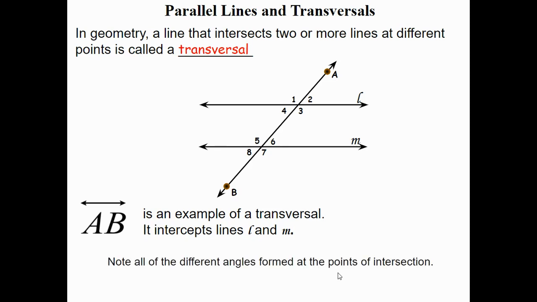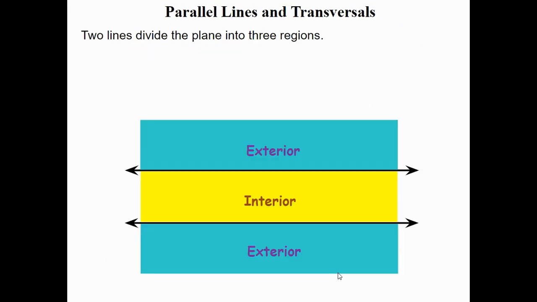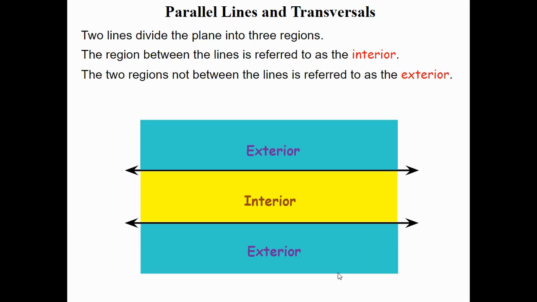They make 8 different angles. You can see them at the different points of intersection. And we're going to look at the names of those angles and their relationships. The 2 lines divide the plane into 3 regions that help us name these angles. So there are the exteriors, above and below the parallel lines, and the interior. And I did ask you to label those because it relates to the naming of the angles. All right, so again, the interior, yellow, and the exterior, the 2 regions that are not between, but outside.